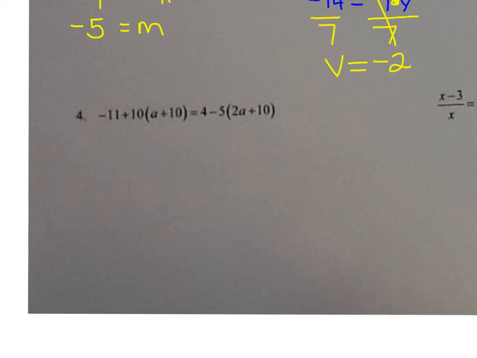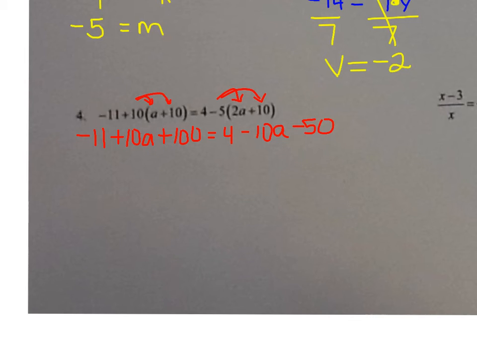Okay, so let's start with distributing the 10. So I'm going to bring down negative 11. 10 times a is 10a, and 10 times 10 is 100. Equals 4, distribute the negative 5. So negative 5 times 2a is negative 10a, and negative 5 times 10 is negative 50.